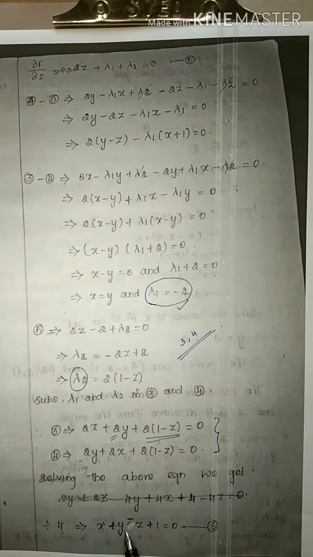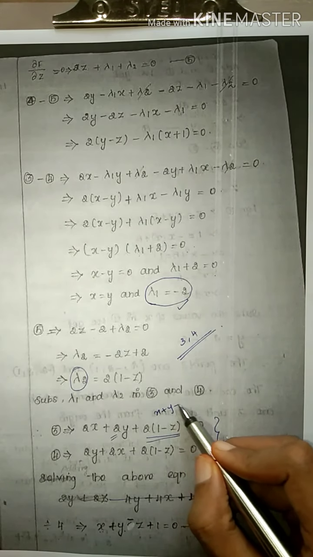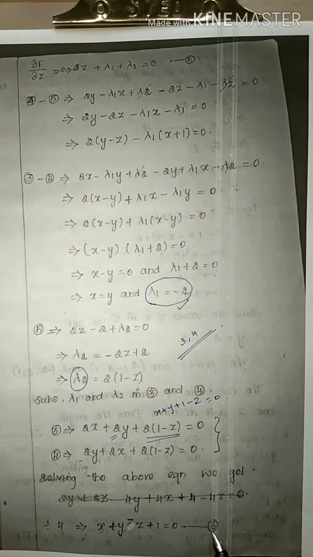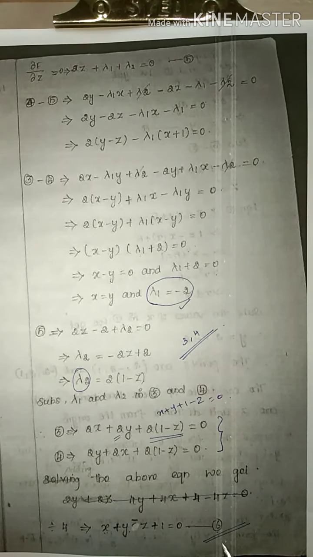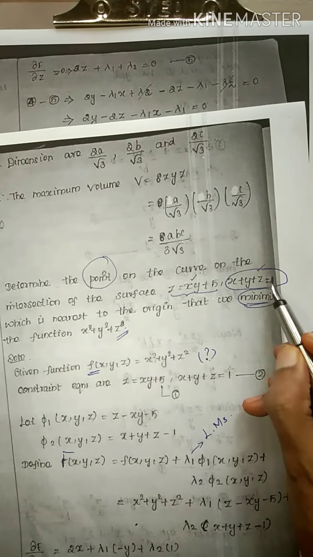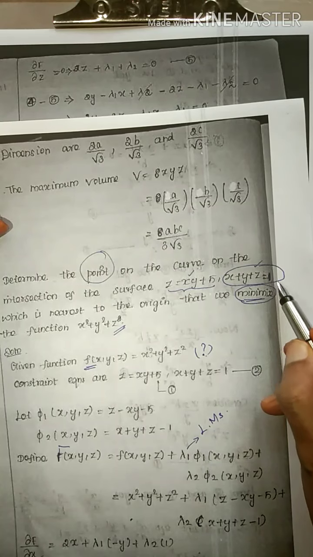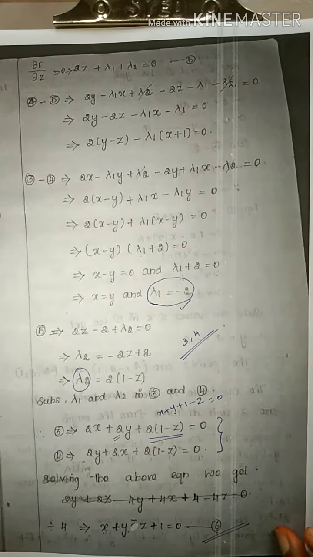So you can write it together, divided by 2. You will get x plus y plus 1 minus z is equal to 0. That is equation number 6. Now our aim is to find the point on the curve, that is x, y, z. For that, here one equation and another equation you can choose as constraints, because our question consists of two constraint equations. From that, you can assume the equation x plus y plus z is equal to 1, noted as equation number 2, and this one equation number 6. These two you can solve.